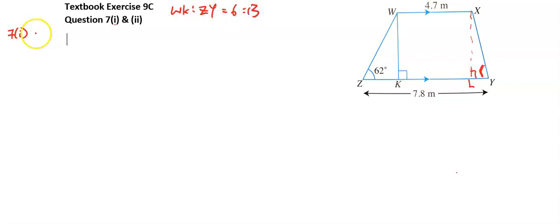So if I make a calculation of WK, 7.8 meters is actually 13 units. So 7.8 divided by 13 times 6 will give me 3.6 meters for WK. So if I draw this perpendicular line XL, this is all perpendicular, so this length XL will also be the same as WK. So this is also 3.6.